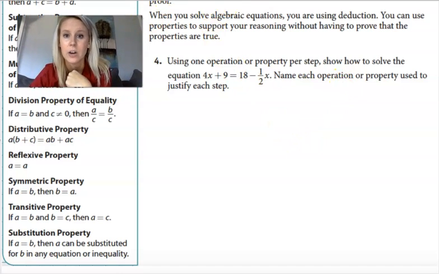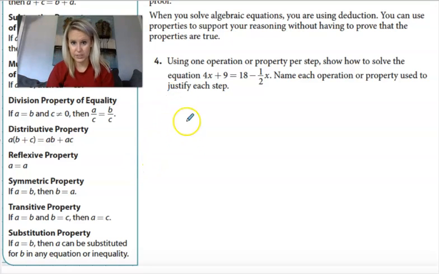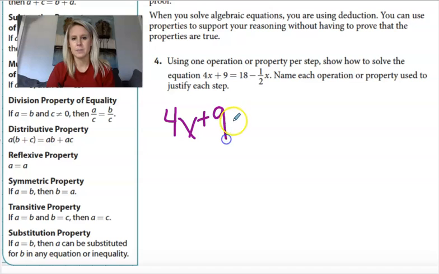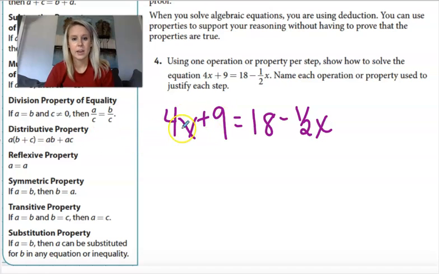So let's start it out. And this is probably not going to be great on the slate. So first off, I'm going to start right in the equation. So feel free to go ahead and do that with me. So 4x plus 9 equals 18 minus a half x, okay? So I can't combine the left side, I can't combine the right side, I have variables on both sides, I need to get my similar terms to the same side.